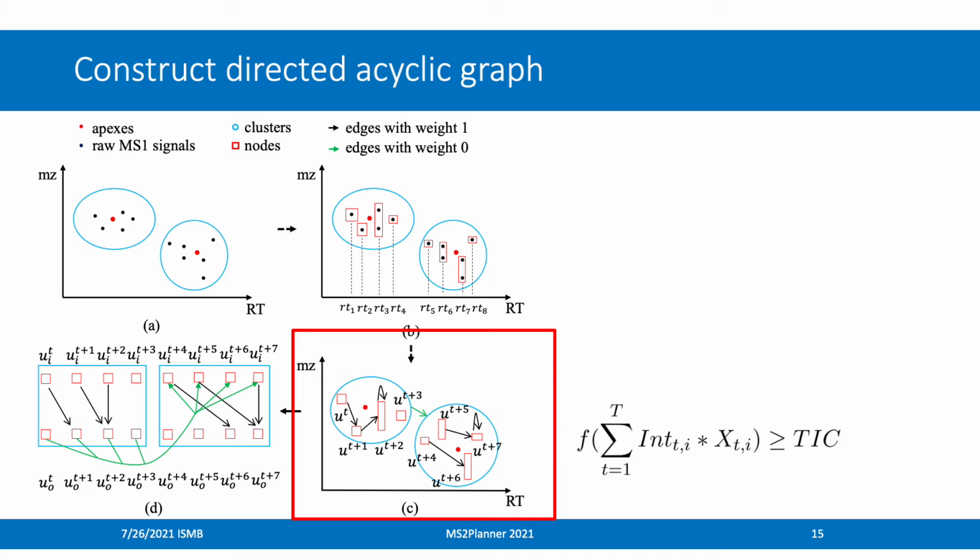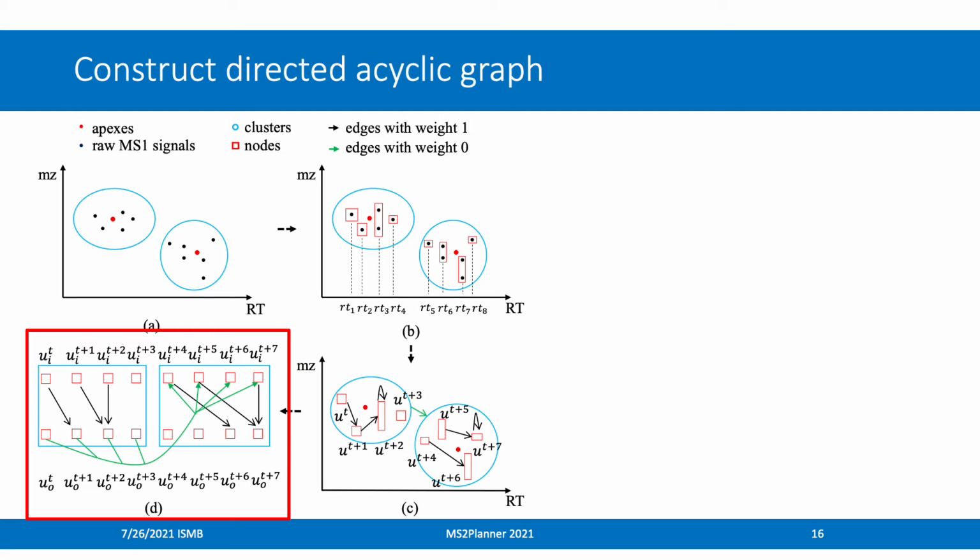Here, between the nodes t plus 4 and t plus 6, the expected TIC is above the threshold, but between either t plus 4 and t plus 5, or t plus 5 to t plus 6, the expected TIC is below the threshold. Then we connect the node t plus 4 with t plus 6. Sometimes at a single retention time point, the expected TIC is always above the threshold. Then there's a self loop. For example, node t plus 7, which makes the graph not a directed acyclic graph.